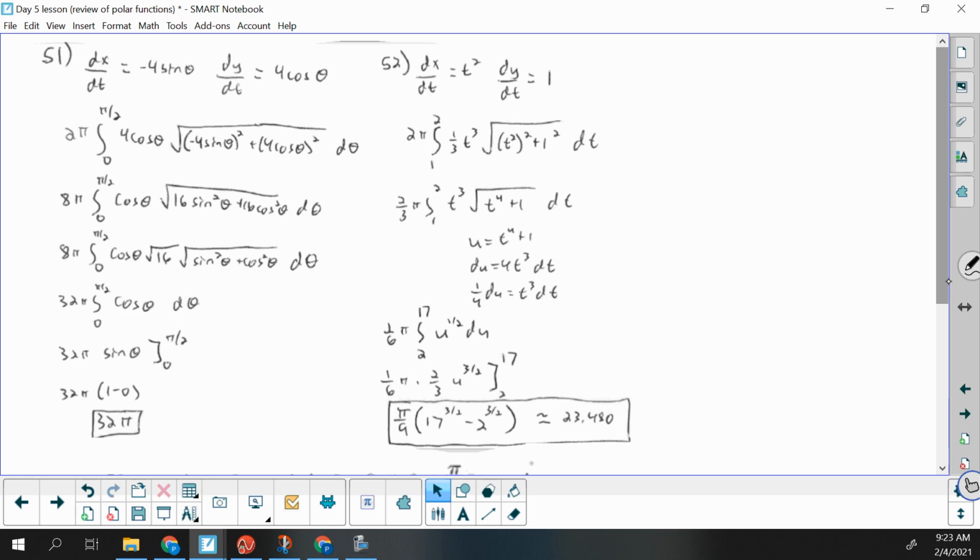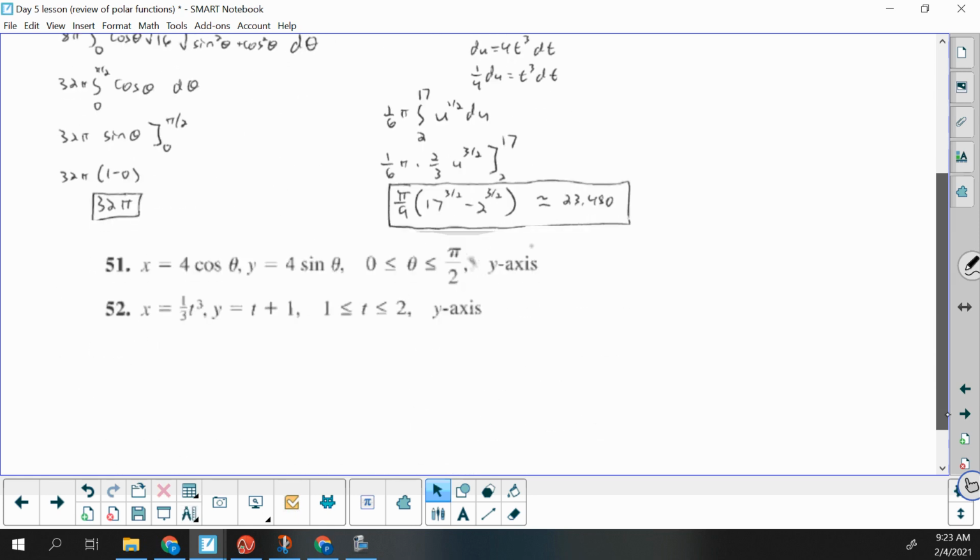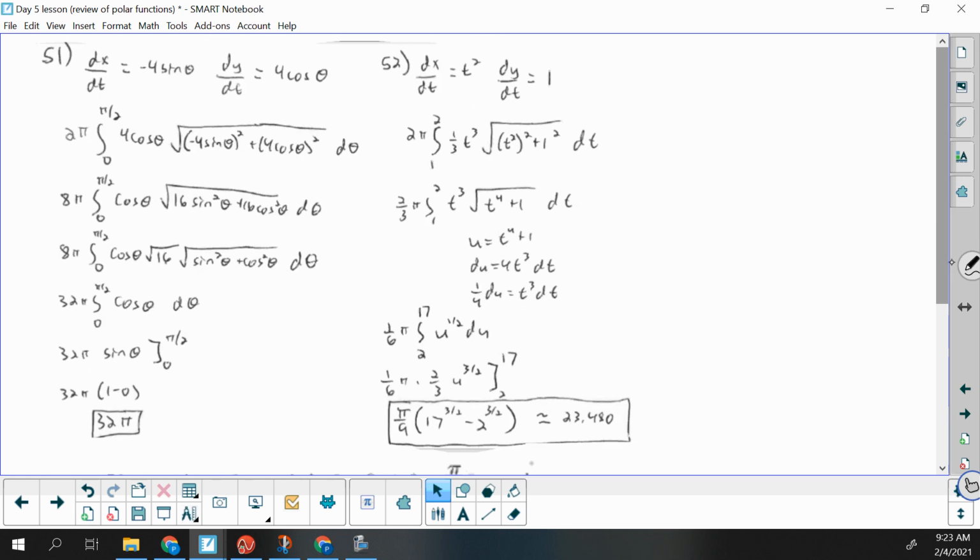In 52, we were again going over the y-axis, so your x part was your radius. When you neaten up under the radical, this ends up as a u substitution. You have to correct by a fourth, change your bounds, do your antiderivative, and fill in. So you get your exact form there, the pi over 9 times 17 to the 3 halves minus 2 to the 3 halves, and then to 3 decimal places.